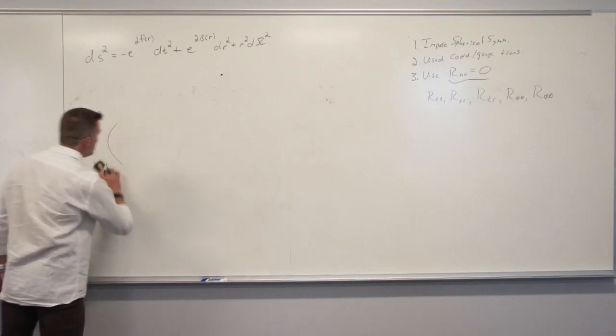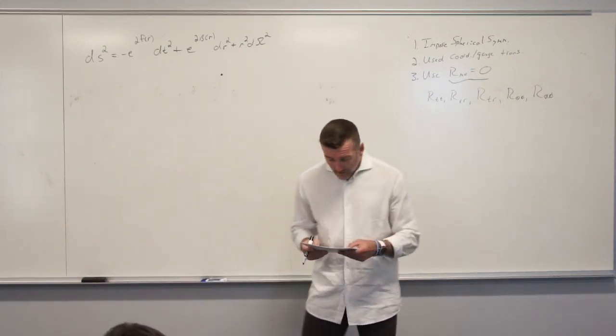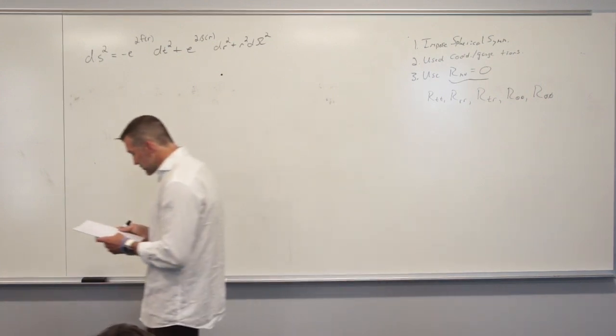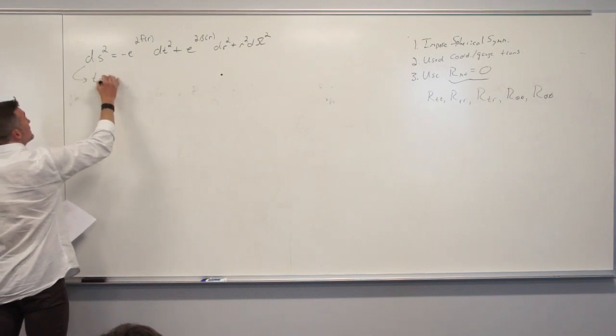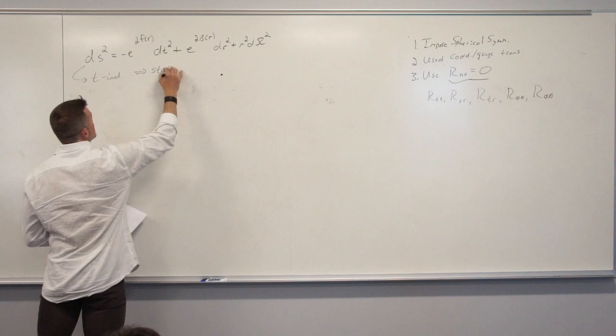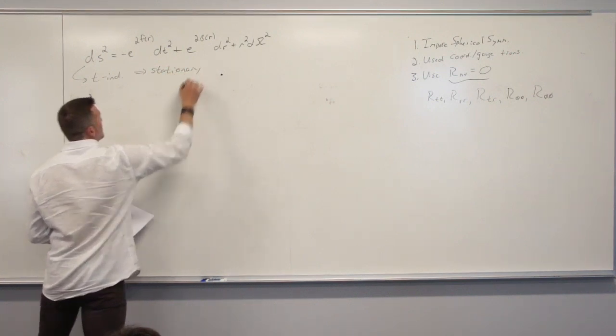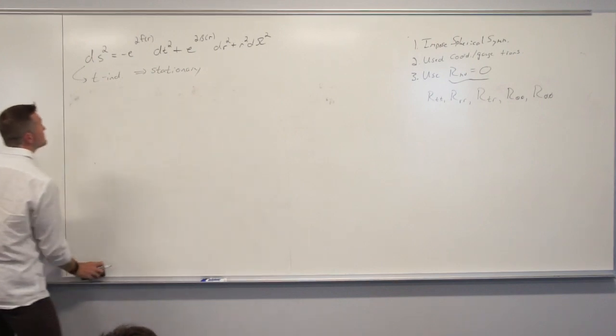Okay, so we have gotten to the point of time independence. And a time-independent space is called a stationary space. Okay? So this is an example of a stationary space.